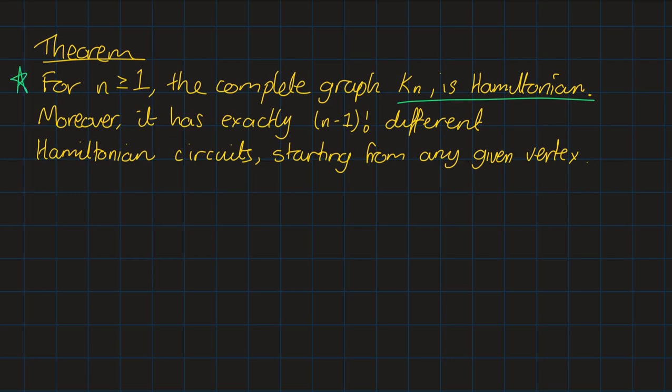I can actually get more specific. I can say, moreover, I can tell you exactly how many different Hamiltonian circuits there are. And that's this bit here. So the complete graph Kn has exactly (n-1) factorial different Hamiltonian circuits, starting from a given vertex.